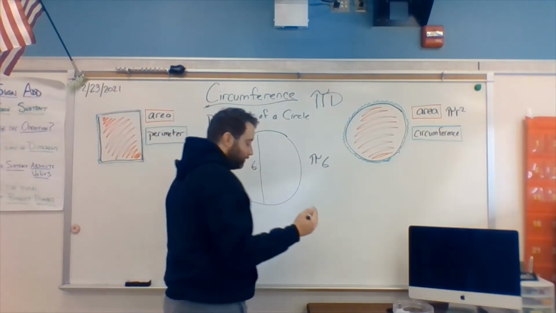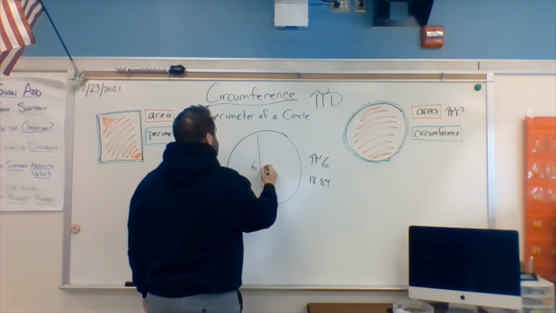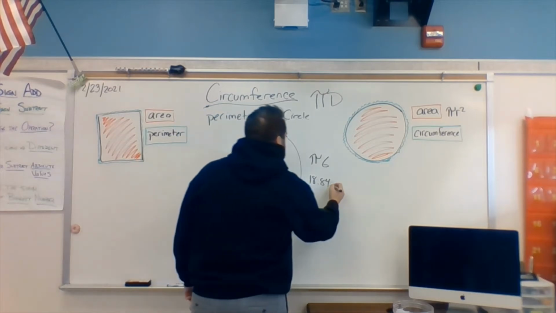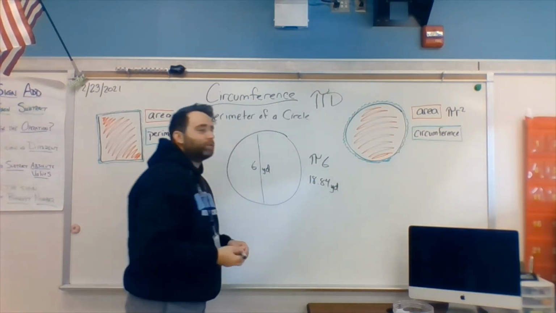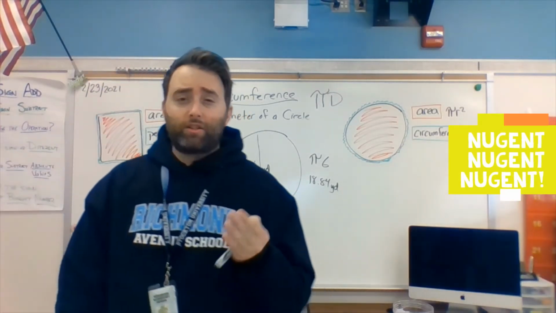Circumference of this circle: 18.84. And let's say I wasn't lazy and I used measurements: 18.84 yards. I know what you're thinking. Shouldn't that be yards squared? Well, think about it. Is it yards squared?